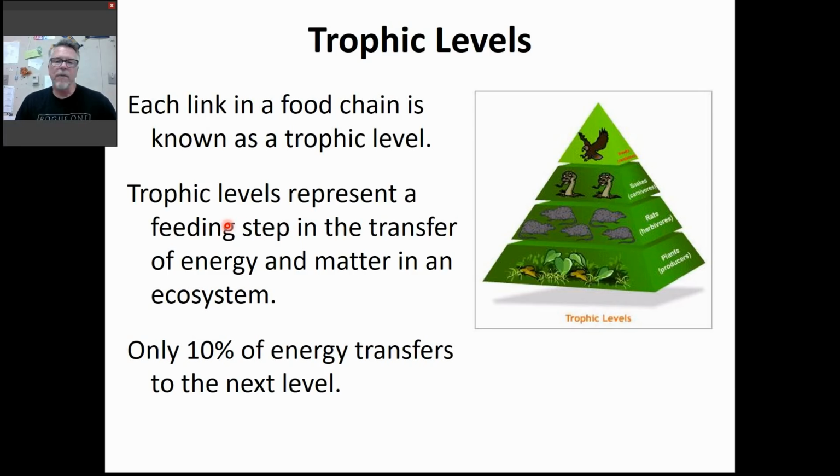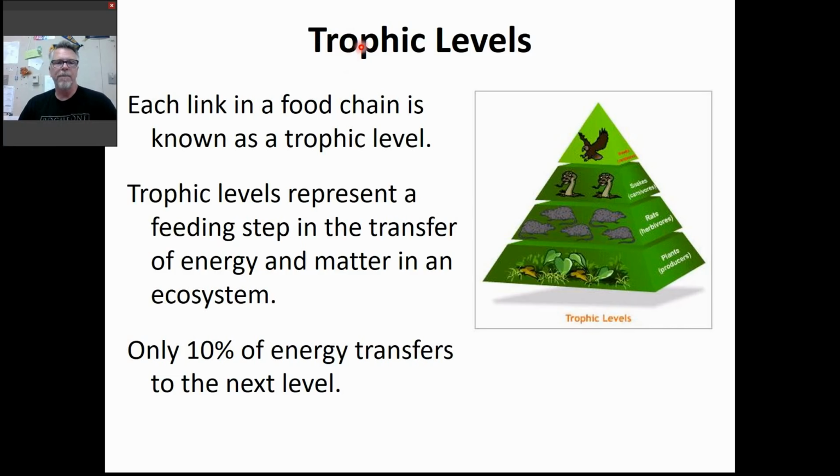Okay, we need to talk about energy. So remember, at the beginning, ecology is about relationships between organisms and also about energy flow and energy cycling. So we need to do some definitions and a little understanding about energy. We'll start with the idea of a trophic level. Trophic means feeding. We mentioned that a little while ago.